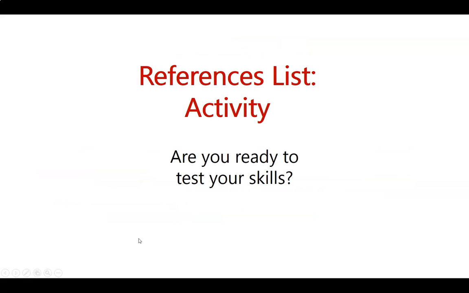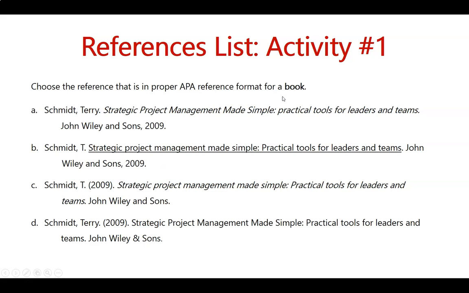So are you ready to try your skills? Let's do it together. First of all, we're going to be looking at a format for a book. What I'd like to do with you is, by process of elimination, figure out which one is the proper one. So first of all, which one is wrong? Well, let's take a look at A. We know A is wrong because the author's first name is used instead of having the author's initial.